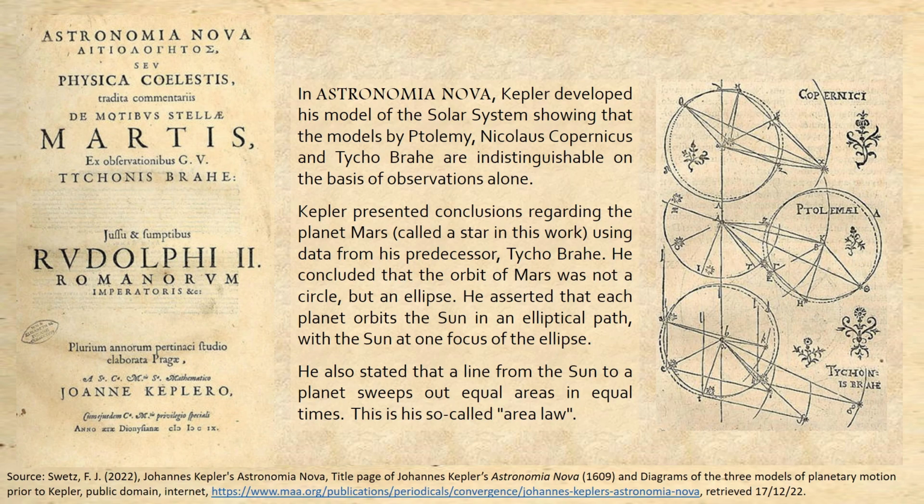And he presented conclusions regarding the work that he did on the planet Mars, although in this work it's called a star, as you can see from the title, if you can read Latin. And he used the work of his predecessor, Tycho Brahe, with lots and lots of observational data. And he concluded that the orbit of Mars was not a circle, but an ellipse. And he asserted that each of the planets that orbit the Sun has an elliptical path at which the Sun is at one focus. He also stated that a line from the Sun to a planet sweeps out equal areas in equal times. This is the so-called area law.